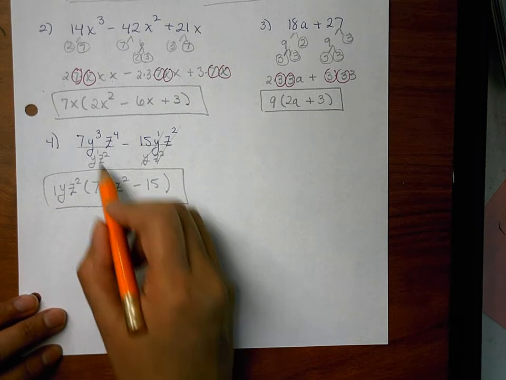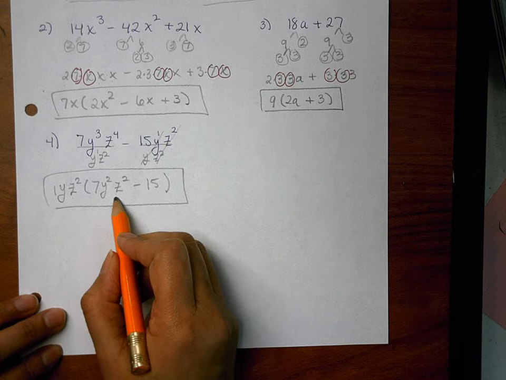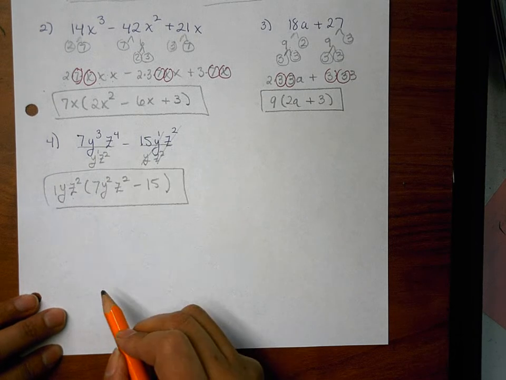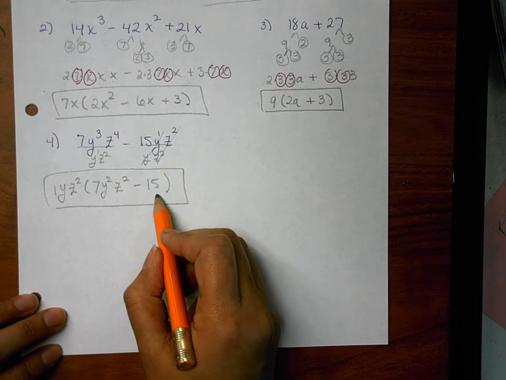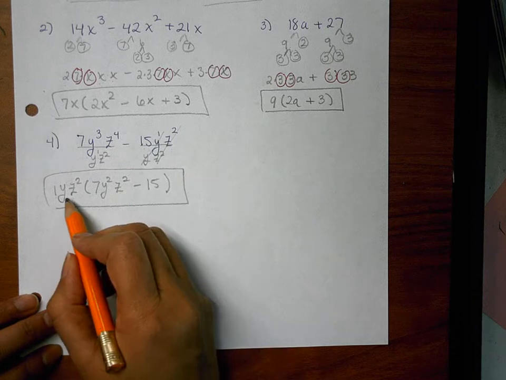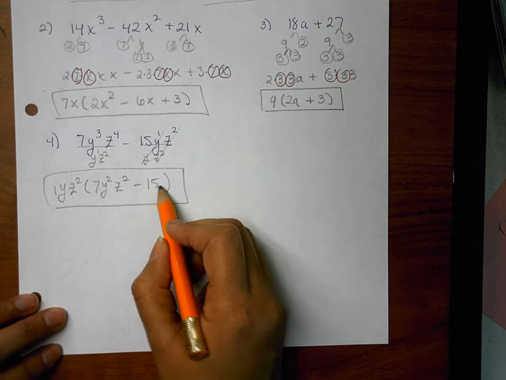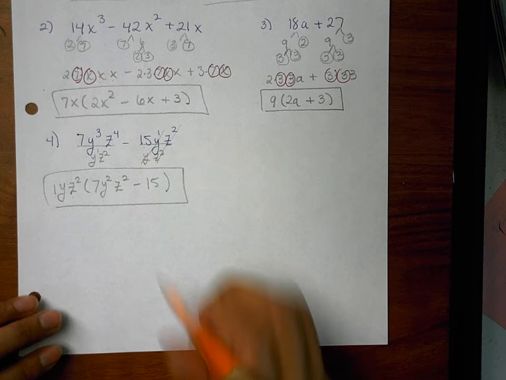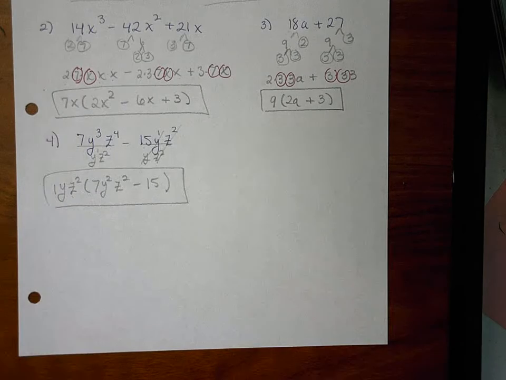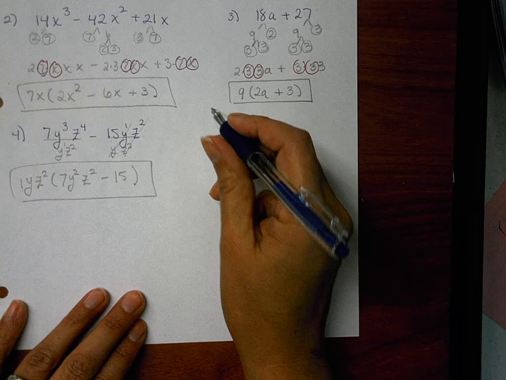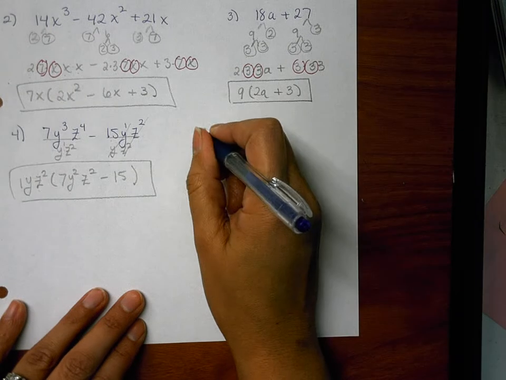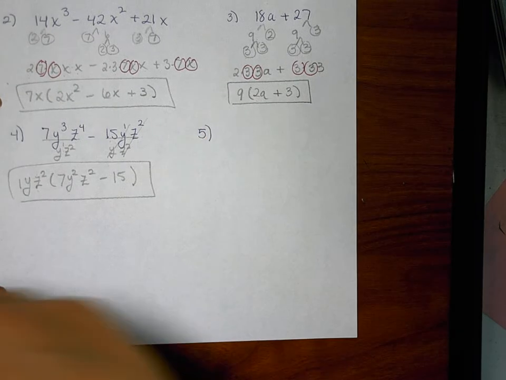Let's do a check. 7 times 1 is 7. Y times y squared is y cubed. And z squared times z squared is indeed z to the fourth. Okay, 1 times negative 15 is negative 15. And yz squared times no variables is yz squared. So indeed, it does work.